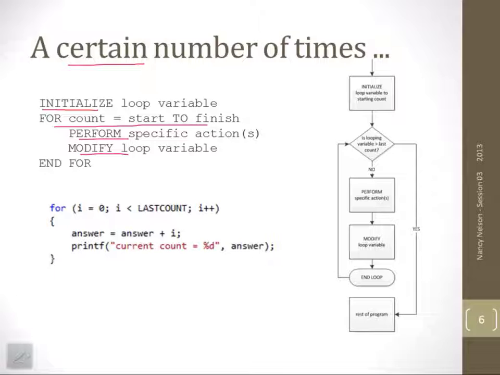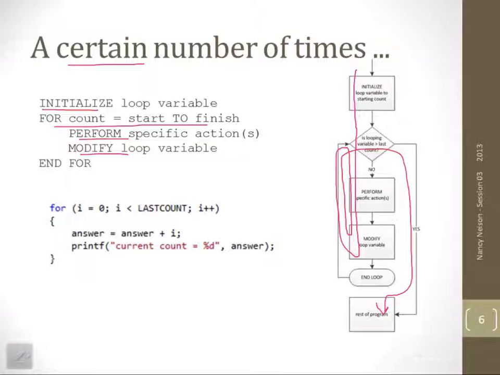If we look at our flow chart, we have our initialization to the starting count. We check to see if we've reached the last count. If we haven't, we do the actions, we modify the counter, come back, test again. Are we at the last count yet? Nope, we'll come in, do it again, and we'll repeat that until we get to the last count, in which case we come out and out to the end of the program.